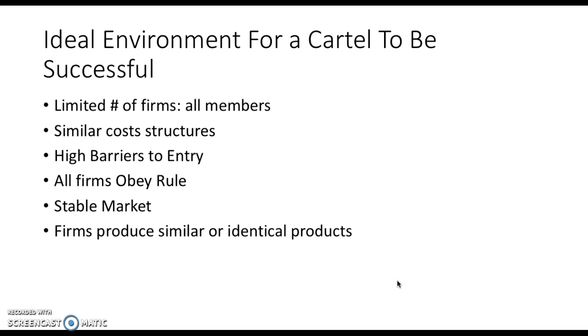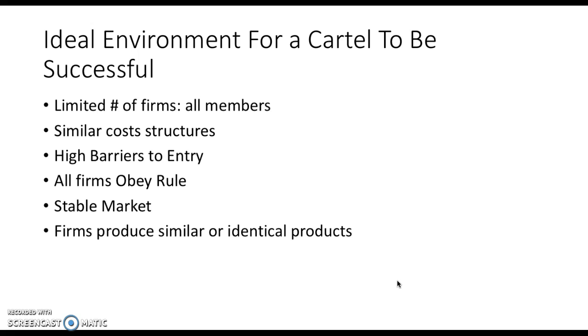Remember that profits are revenue minus costs, and so if some firms have higher costs, maybe they won't get as much profit. Other things is they want high barriers of entry. You don't want other people coming in to take advantage of your market shares.